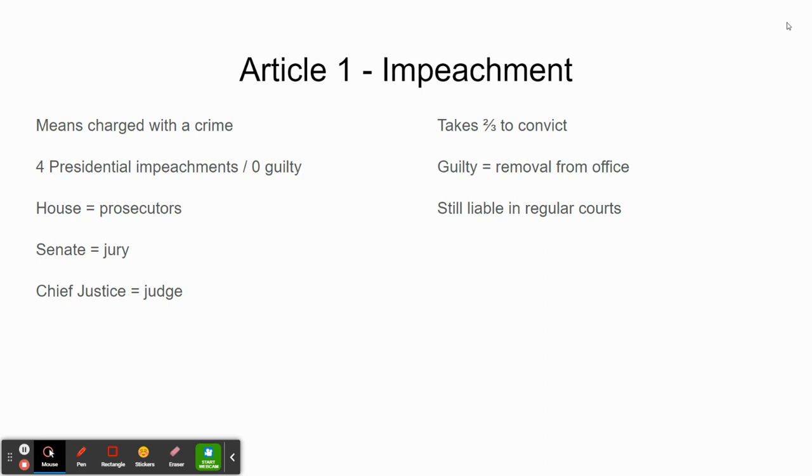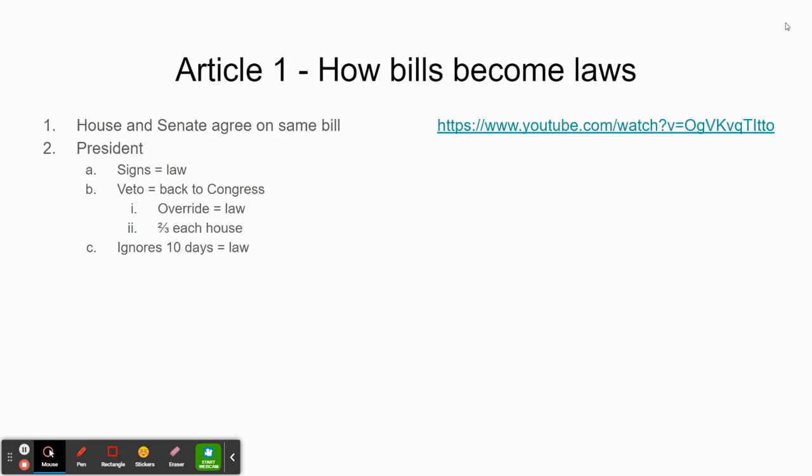Upon being found guilty, the person is removed from office. That's the sum total of what happens with an impeachment. But that person is still an American citizen and is liable for any problems they have caused, any crimes they have committed, in a regular court of law.